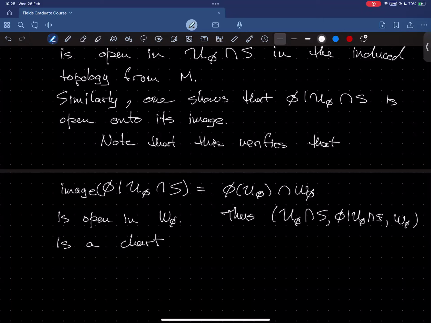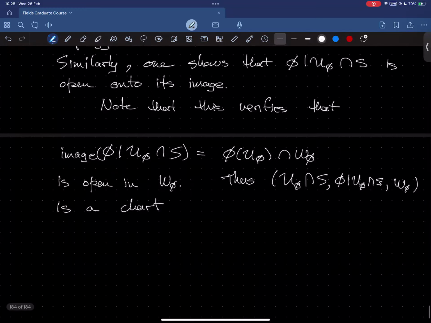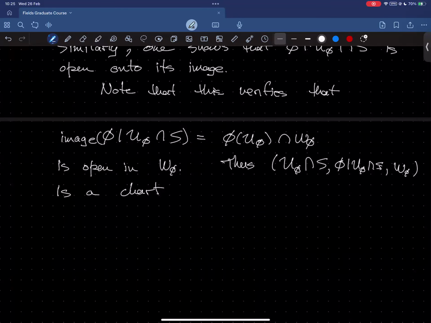So what remains to be done is to verify the overlap condition. I'm going to do that now, since to postpone it till next time would just mean I'd have to restart too many things all over again. So I'm going to go a few minutes over. If you need to go, then go, but I'll finish this up. So finally, we verify the overlap condition for two charts.